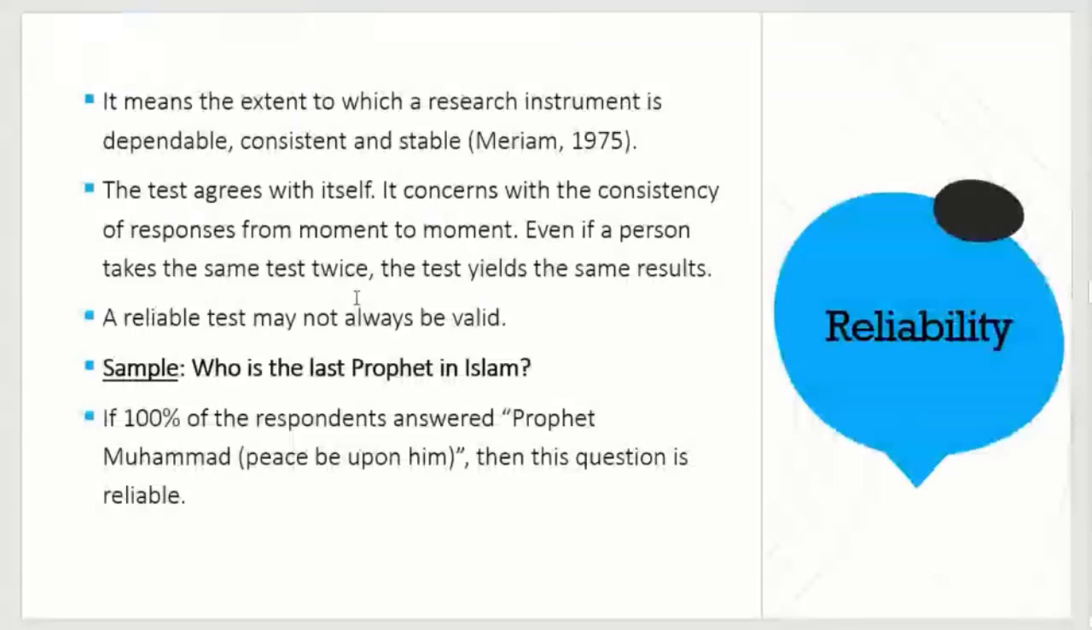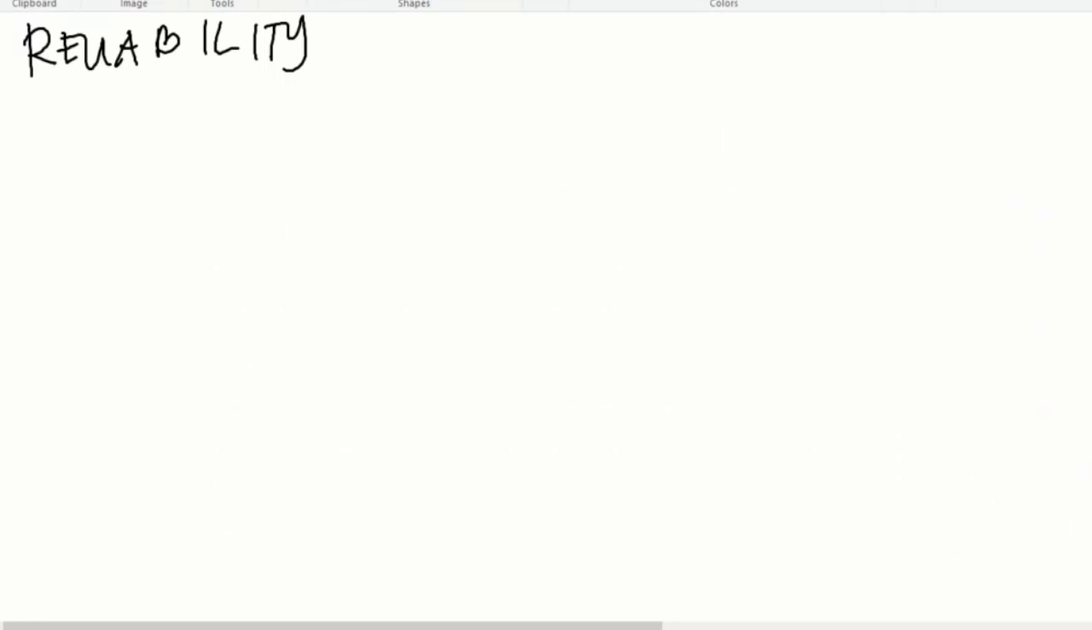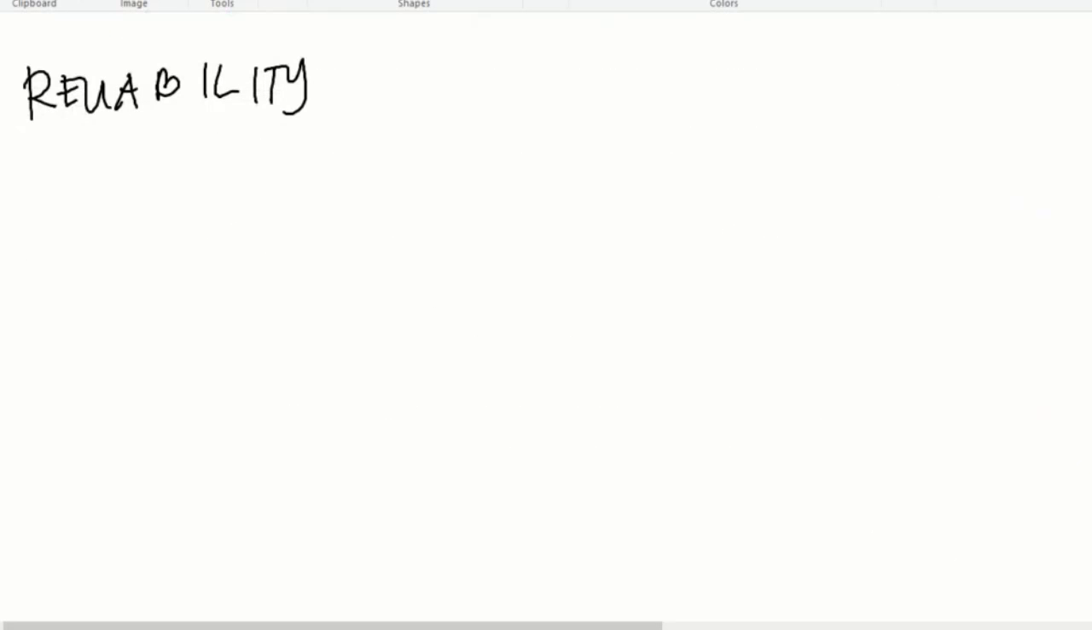Okay, so moving on, the test agrees with itself. It concerns the consistency of responses from moment to moment. Even if a person takes the same test twice, the test yields the same results. A reliable test may not always be valid, but it is reliable. Again, ang validity is yung content or yung laman ng questionnaire or ng test. It really is a representative of the problem.